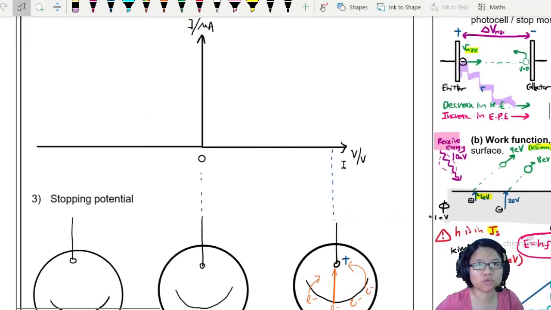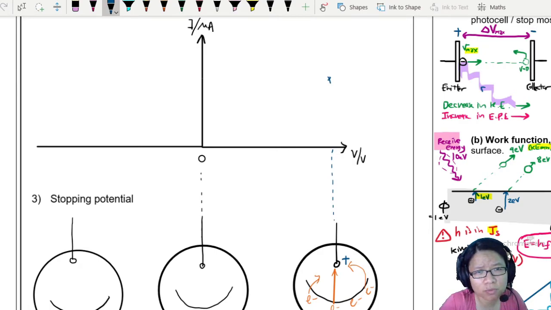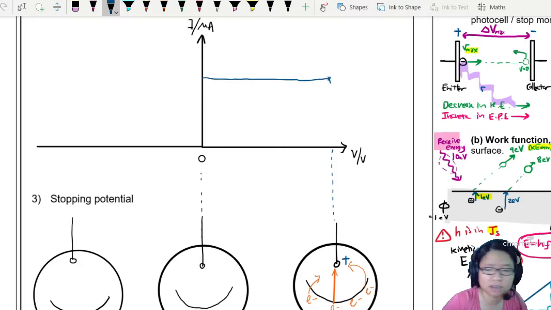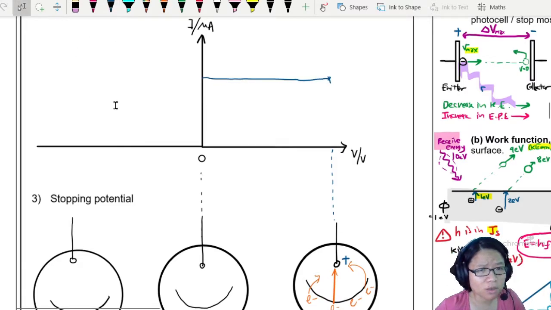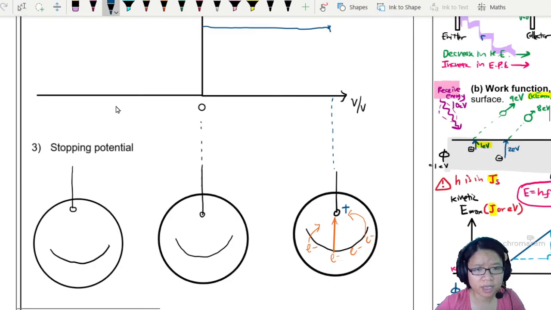So you will get a reading here. Let's say here. So I'm going to draw this one here. As long as it's positive, I will probably always get a reading. So this one is not a problem. It can be slightly positive, can be very positive. But what about 0? If this is 0 or maybe slightly negative.